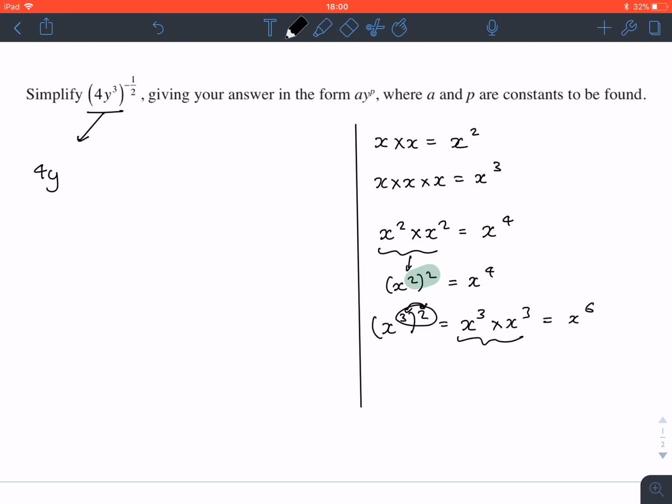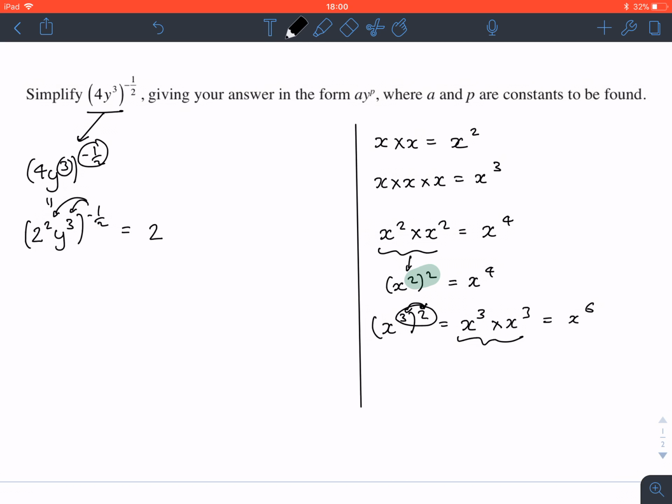We have 4y cubed, all to the minus a half. I want to use this multiplication idea, where we've got the minus a half on the outside and I want to multiply it with the powers on the inside. I've circled the 3, but that's not the only power that we've got inside. I can write this as 2 squared y cubed, all to the minus a half. When I multiply in, I have to multiply both. So I'm going to have 2.